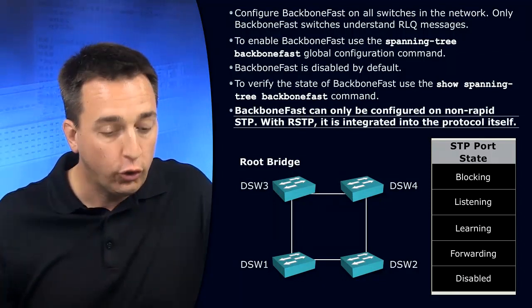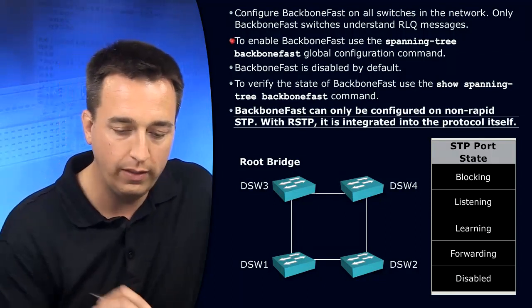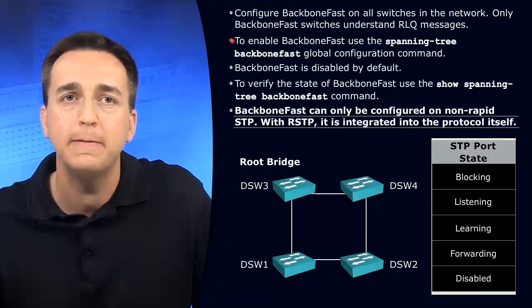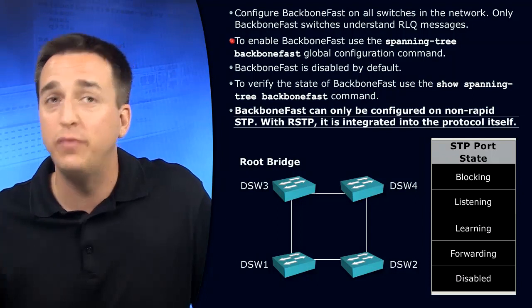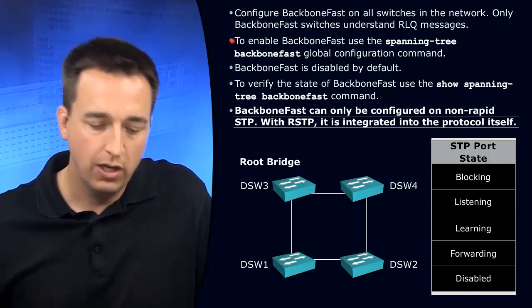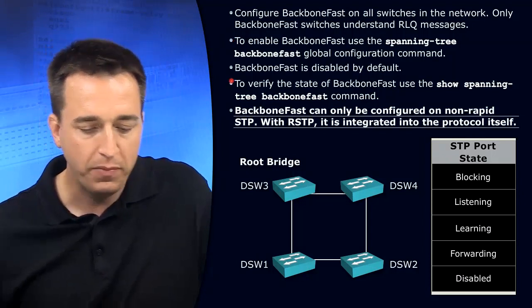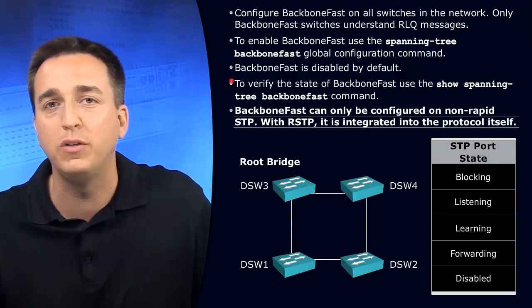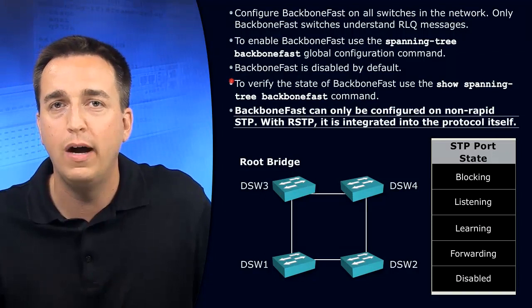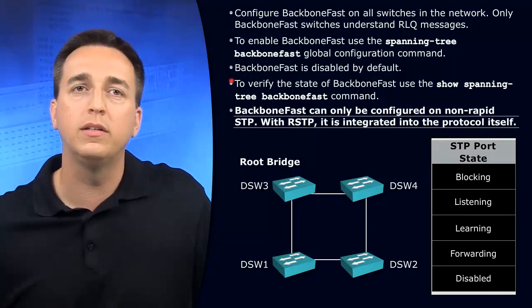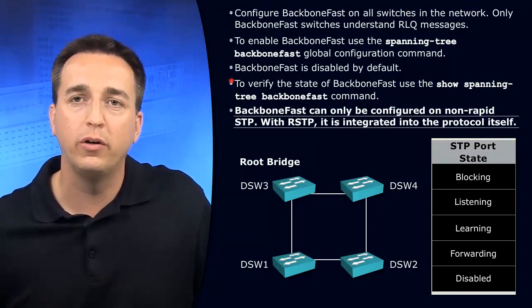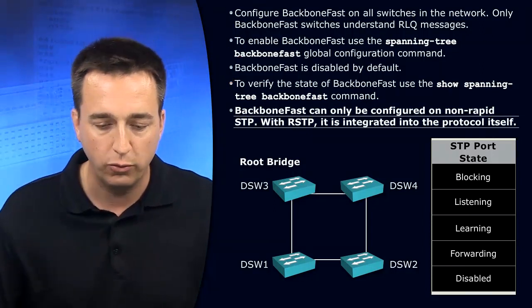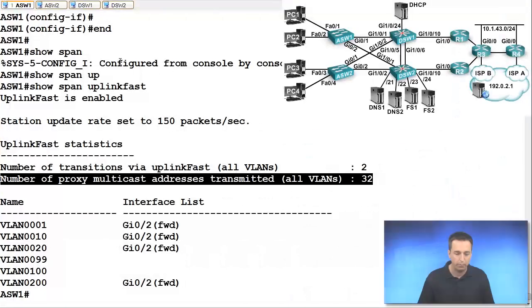So you enable it globally with the spanning-tree backbonefast global configuration command. And if you want to verify the state of BackboneFast, you can use the show spanning-tree backbonefast command. And we don't need it for rapid spanning tree protocol. Why? Because it's already built into rapid spanning tree protocol. So in our live environment, if we wanted to enable BackboneFast, we would have to do it on all switches with the spanning-tree backbonefast command.